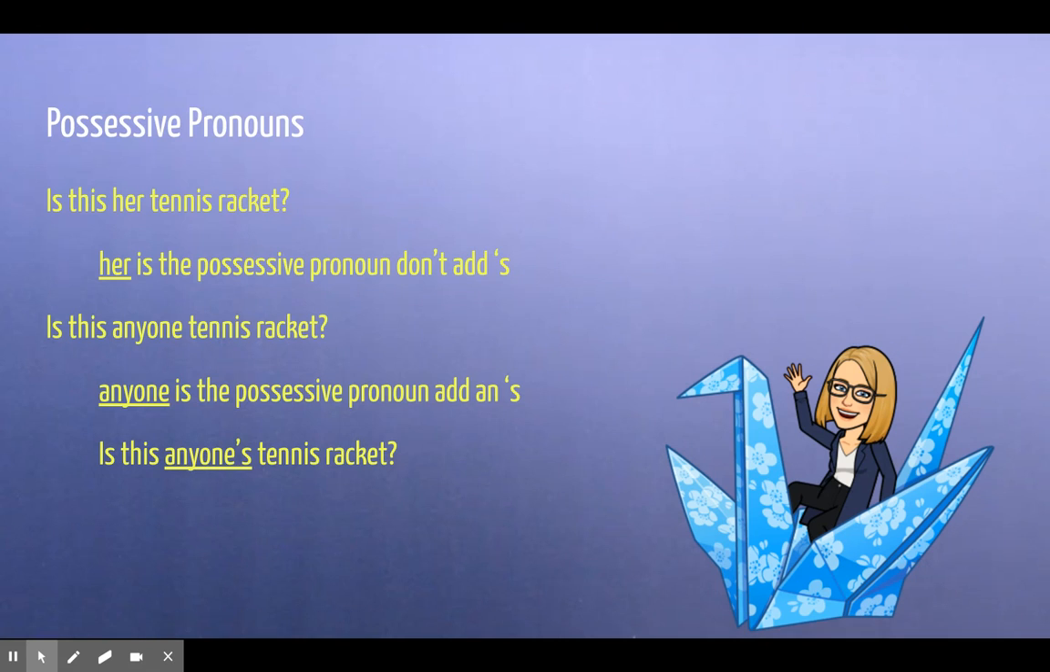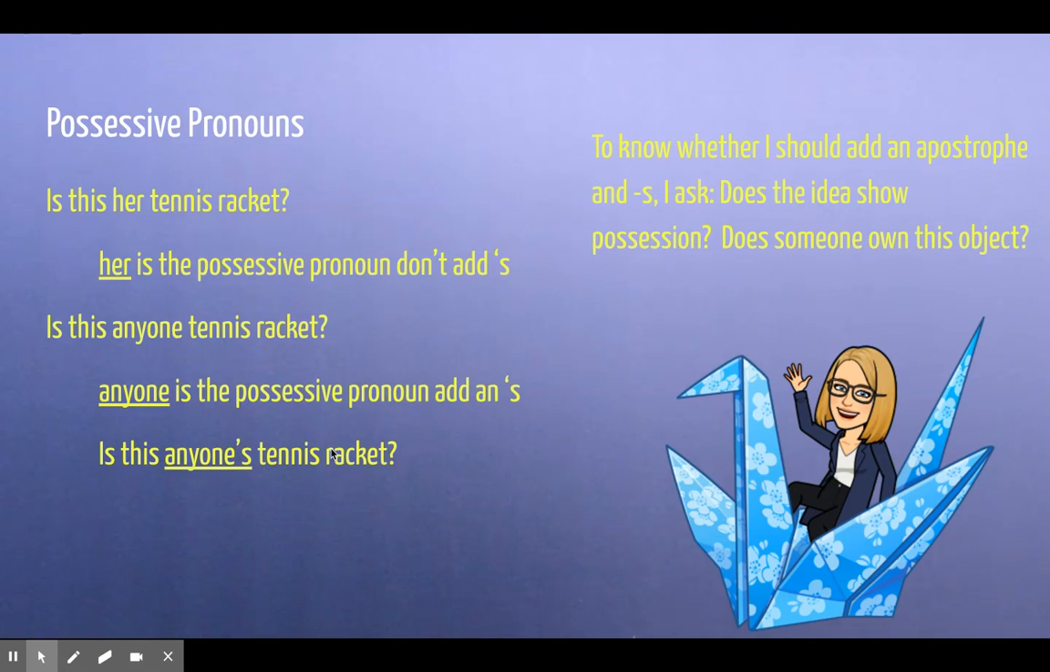All right, so let's look at a couple examples. Is this her tennis racket? Her is the possessive pronoun. It already shows who owns it. It's her. And so we do not need to add apostrophe S to this word. We leave her alone. Is this anyone tennis racket? Anyone is the possessive pronoun. And because it's anyone, it's one of those special ones, we have to add apostrophe S. So the sentence should say, is this anyone's tennis racket? Anyone owns the tennis racket.